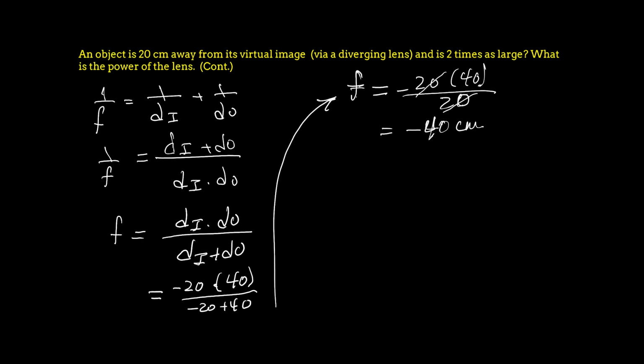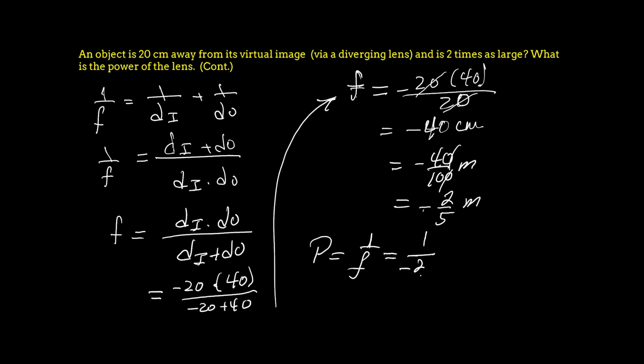Okay? And now the power, which is basically negative 40 over 100 meters, negative 2 over 5 meters, because divide this by 2 and this by 2, you have 2 over 5. So the power, which is 1 over F, which is 1 over negative 2/5, which is negative 5/2 diopters. Right?